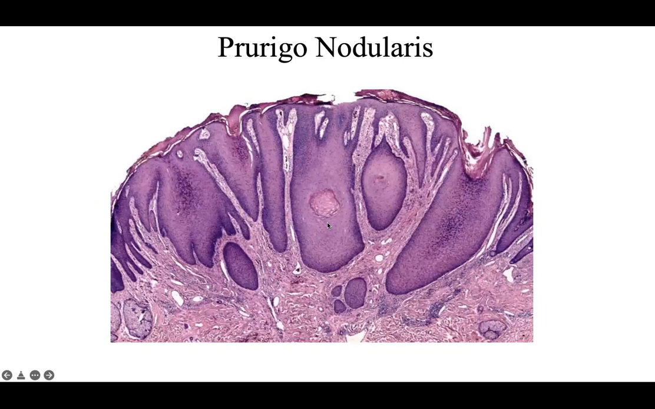You can see some glassy change here, but there's really no nuclei that are looking pleomorphic in this, and it just looks like hyperkeratosis here around a follicular ostia. Again, some dermal fibrosis, some inward bending of the nodule.